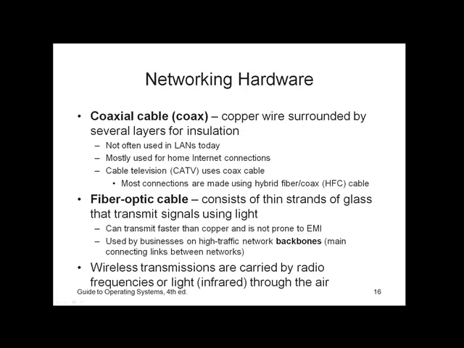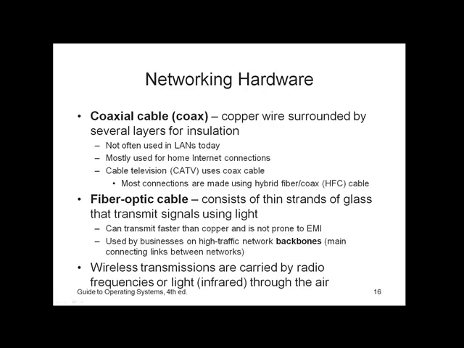In addition to twisted pair, we also deal with coax cable or coaxial cable. Coax cable is really nothing more than copper wire surrounded by several layers of insulation. Now, we don't often see coax cable in LANs today. We often saw it in ring topologies. And it's mostly used today for home internet connections. Cable television often uses coax cable. Most connections are made by something called a hybrid fiber coax, or HFC, cable connector.